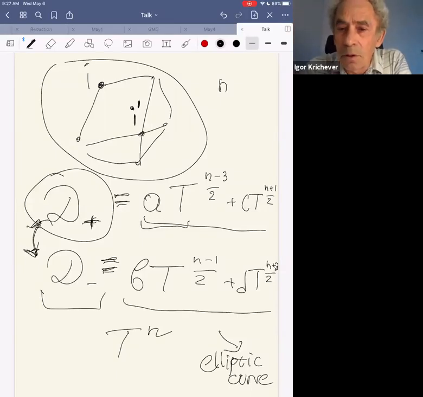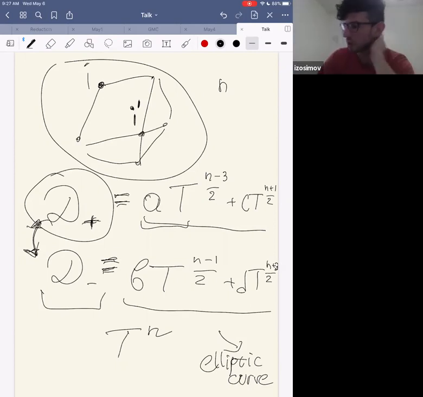Excuse me. So far, there was no use of the convexity assumption. So you said that from that you get not the elliptic, but probably the curve of genus 2. That's right. So first of all, to show that it's a curve of genus 2, it's easy.